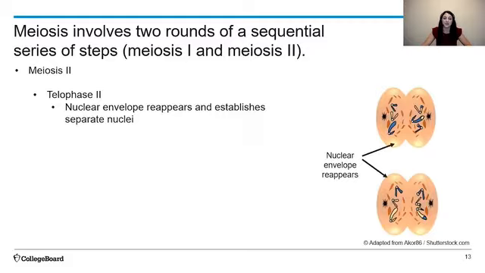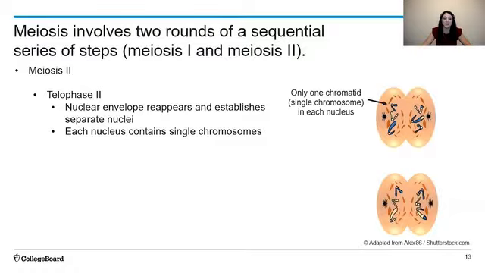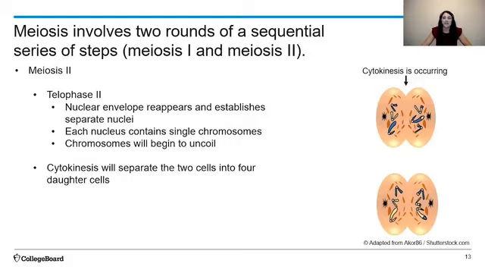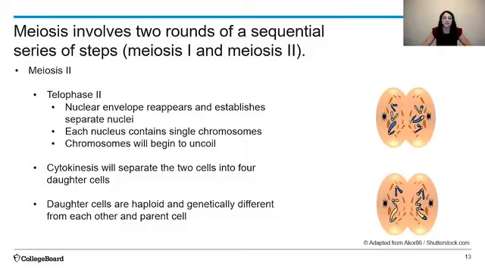In telophase 2, the nuclear envelope begins to reappear and establish separate nuclei. Each nucleus contains single chromosomes, and the chromosomes will begin to uncoil. Cytokinesis will separate the two cells into 4 daughter cells, and those daughter cells are now haploid and genetically different from each other and the parent cell. So you can see that we have 3 single chromosomes now forming in all of these new nuclei.